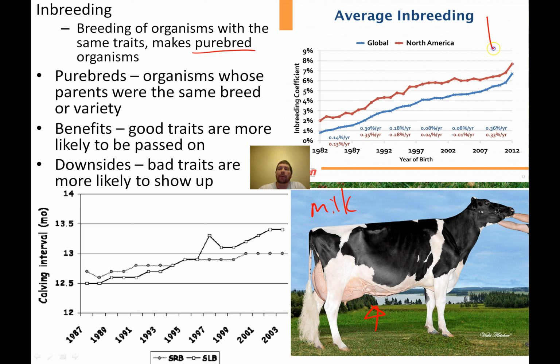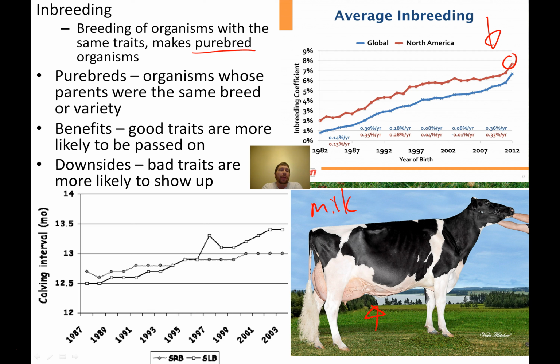This graph up here is showing what percent the Holstein breed in America has become inbred. And if you look at the graph right here, your average Holstein cow in America is approximately 8% inbred. So it's 8% related to itself, because what we've done is we've continually bred Holsteins together and we haven't brought in other breeds. The cows have become more and more inbred.